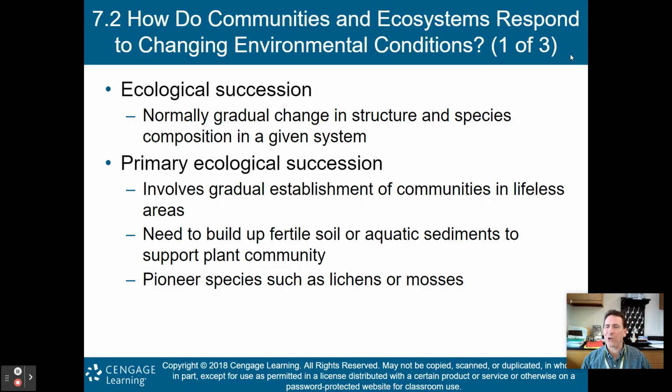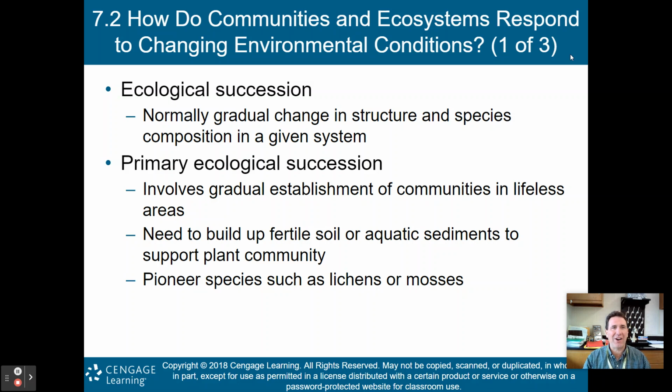Welcome back to part 2 of my lecture on Chapter 7, Species Interactions, Ecological Succession, and Population Control. So in part 1, we dealt with species interactions. Now in part 2, we are going to talk about ecological succession and then population control.